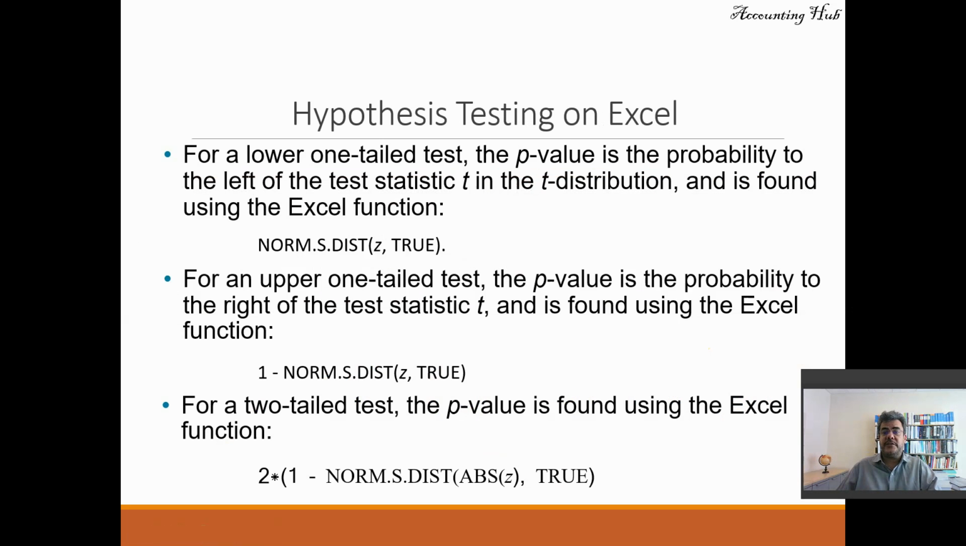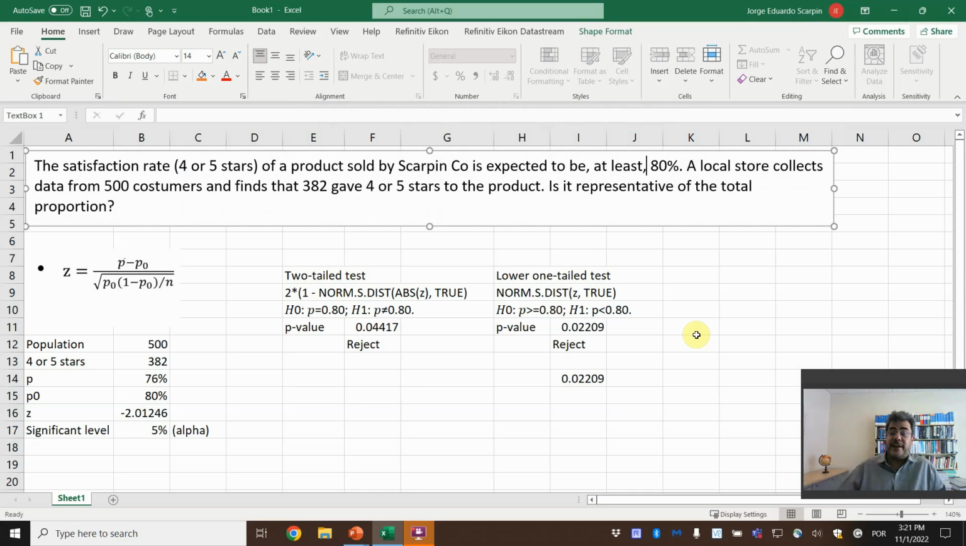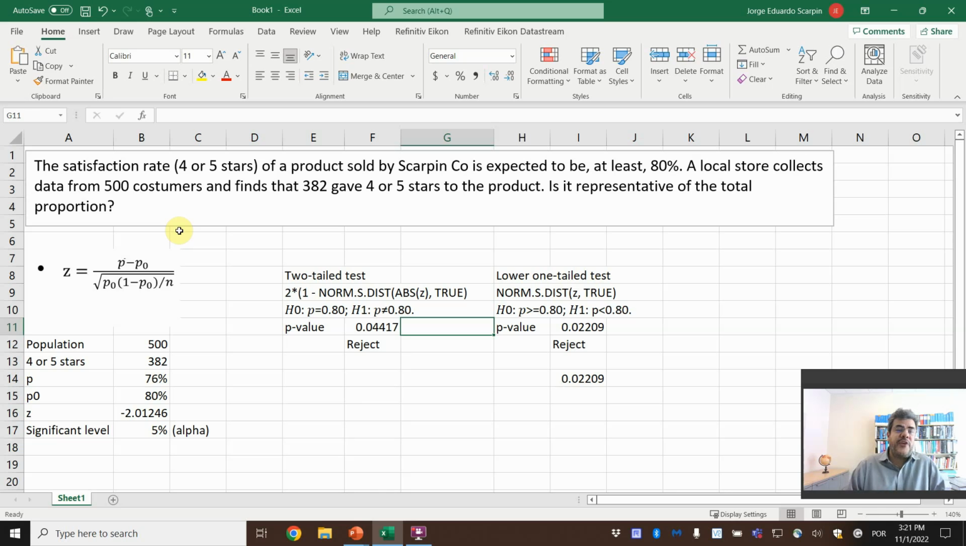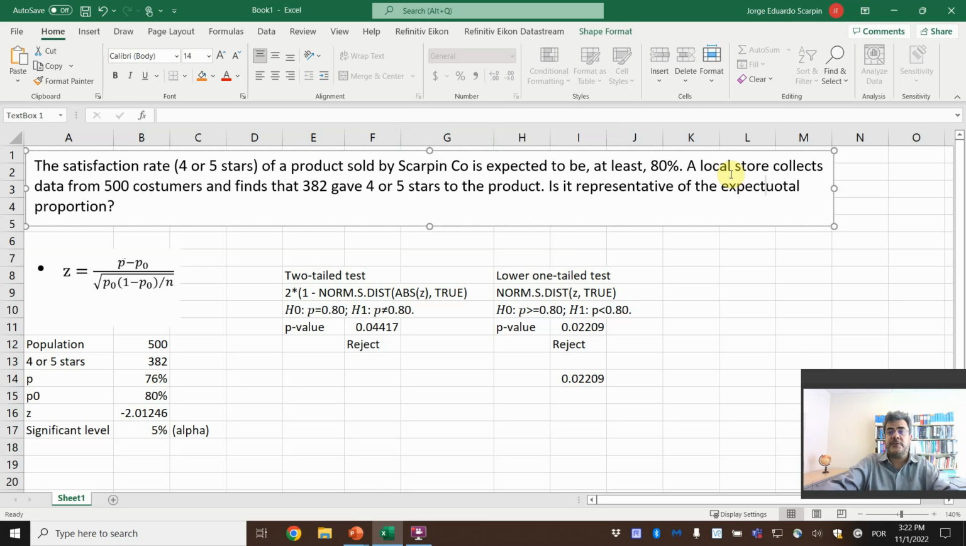So let's go to our Excel, and remember, the Excel file is free and the link to download it is in our video description. So here, the satisfaction rate, 4 or 5 stars, of a product sold by Scarpin Corporation, my fake company, is expected to be at least 80%. So a marketing problem here. A local store collects data from 500 customers and finds that 382 gave 4 or 5 stars to the product. Is it representative of the total population of the expected number? Just like a real class.